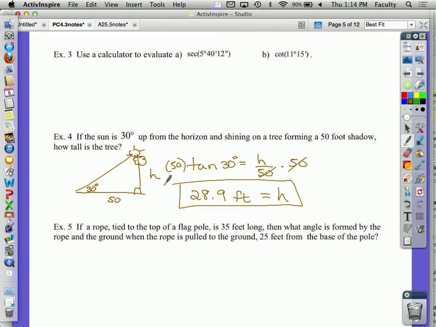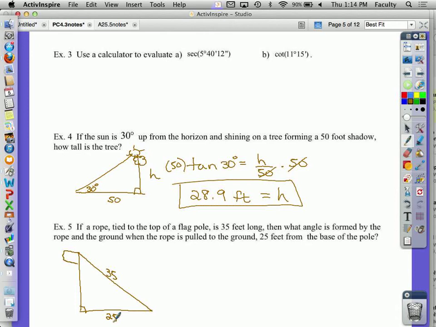So, example 5 says, if a rope tied to the top of a flagpole is 35 feet long, then what angle is formed by the rope and the ground when the rope is pulled to the ground 25 feet from the base of the pole? So, there's our flag, and you're pulling a rope. It's 35 feet long, and it's 25 feet from the base.